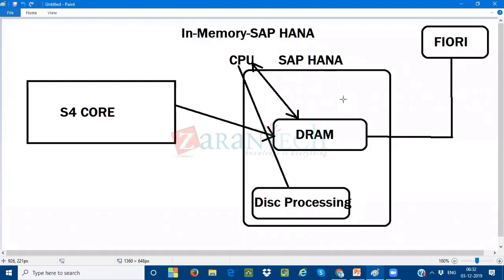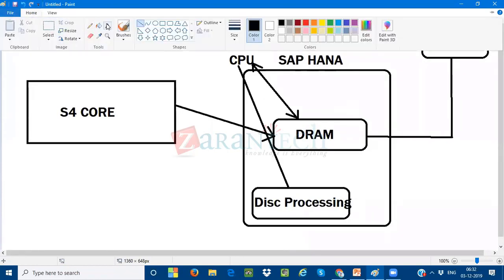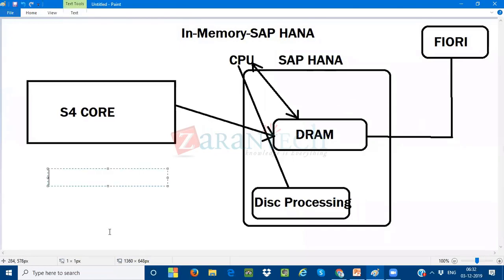Now, point number 2, very, very important. There are 2 types of data. One we call frequently accessed data. The second one we call rarely accessed data.